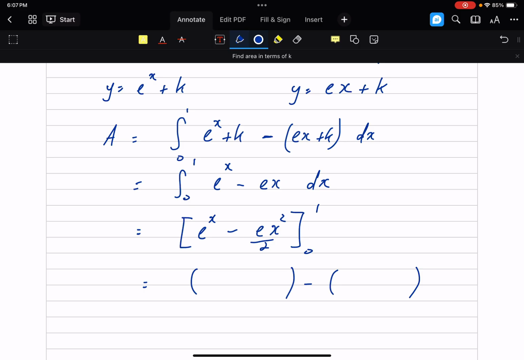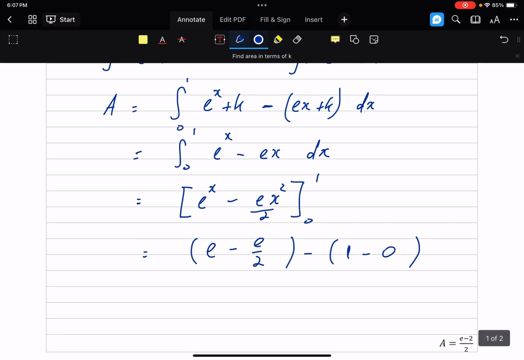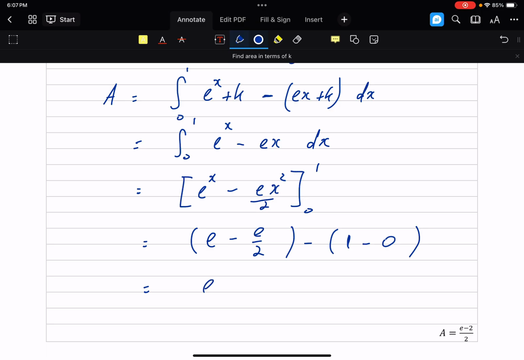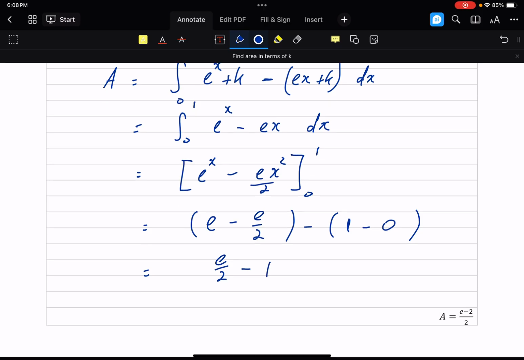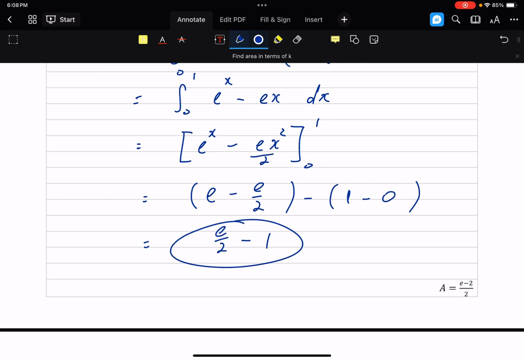We're going to put the 1 in and then the 0 in. So the 1 in first, e to the 1 is e, 1 squared is 1. Then put the 0 in. So we're going to have e minus a half is e on 2 minus our 1 in the second bracket. I'd be happy with that in the test, but you can see that that's the same as the answer down the bottom. I'm happy with either if you get that.